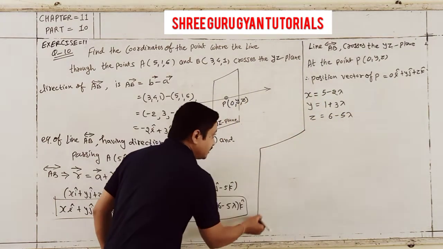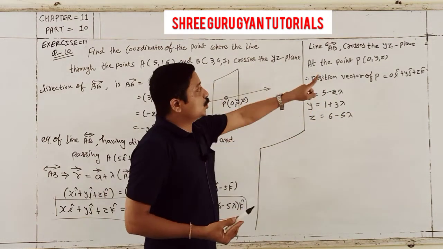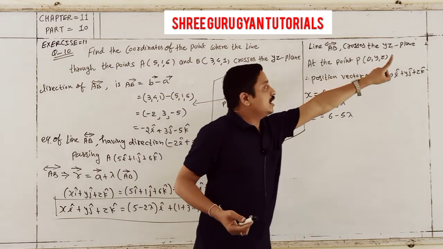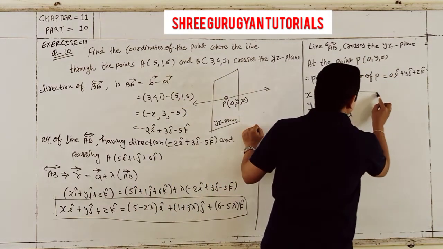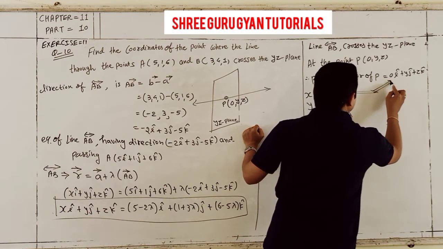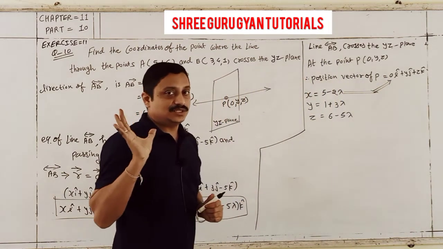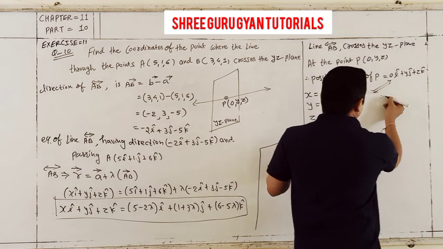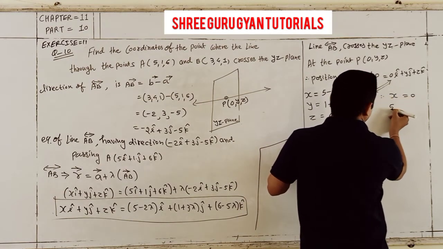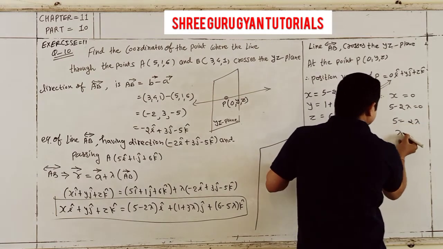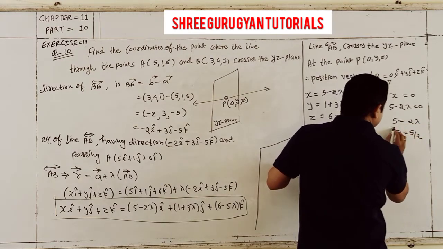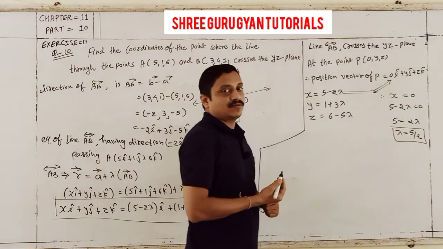But you know that according to the condition, on the yz plane the x coordinate is 0. So I will start from that condition, x is equal to 0. So 5 minus 2 lambda is 0, 5 is equal to 2 lambda, lambda is equal to 5 by 2, students.